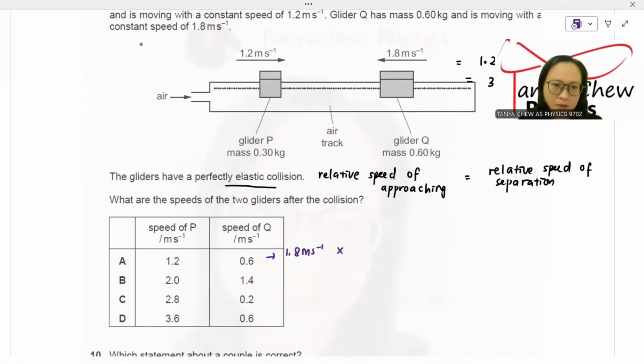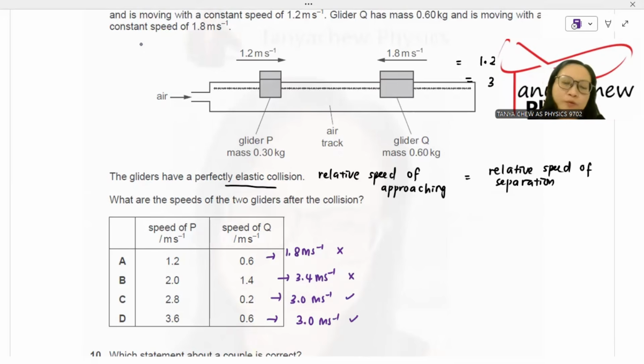This is wrong. 2 plus 1.4, I get 3.4 meters per second. I want 3. 2.8 plus 0.2, wow, I get 3 meters per second. And 3.6, okay, if I want to get 3, maybe I minus, or I add the 2 gliders after the collision. 3.6 plus 0.6, I get 4.2, not possible. If I get 3.6 minus 0.6, I get 3.0 as well. This could be the answer.